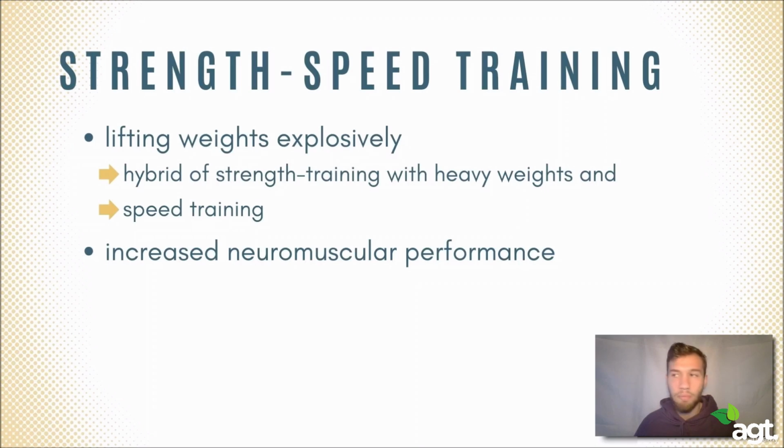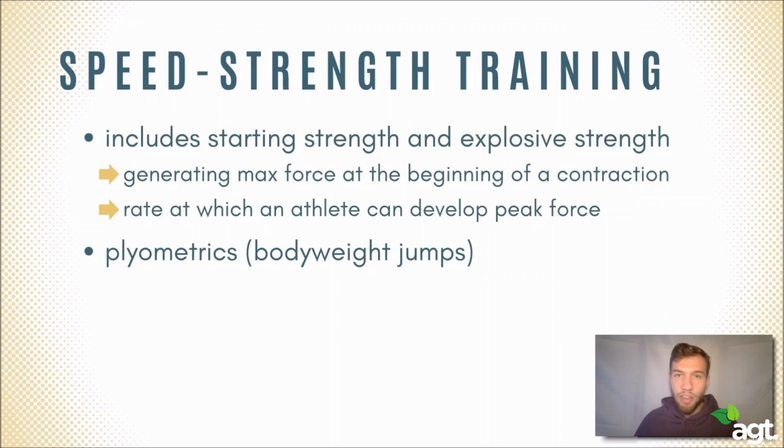Exercises like loaded jumps or lifting, for example, a barbell in a specific time, they're not just challenging for the structures of our body itself, but also for our nervous system. Therefore, we can think of strength speed training as an increase in neuromuscular performance. Speed strength training basically includes the starting strength and the explosive strength. Now, starting strength means we want to generate the maximal force right at the beginning of a contraction. And explosive strength is the rate at which an athlete can develop his peak force, so the highest force.